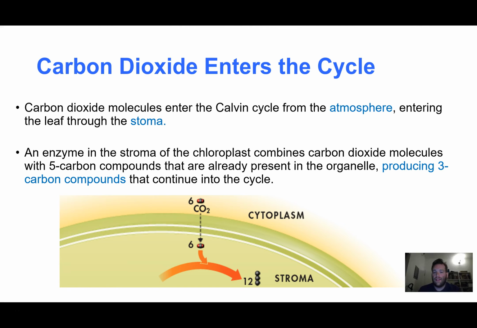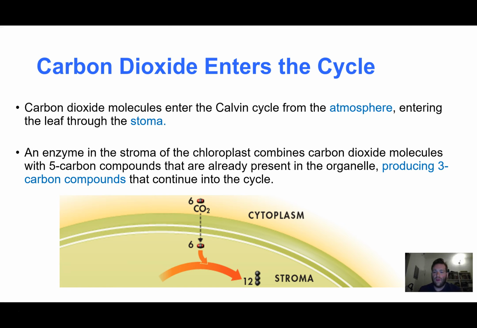So carbon dioxide is going to be absorbed by the cell via a particular structure on the outside of the leaf called the stoma. It's going to bring in CO2. This is the same place that we get rid of the O2 from our light-dependent reactions, and we use the CO2 as a source of carbon for our reactions.